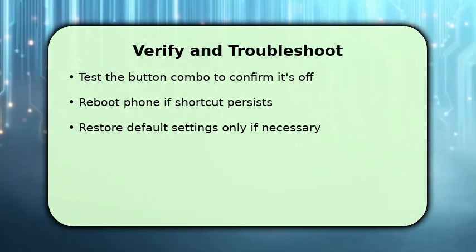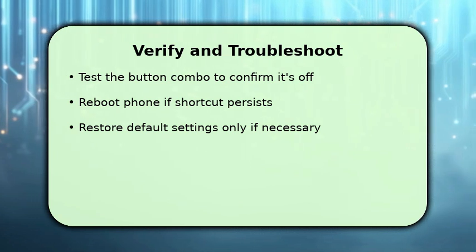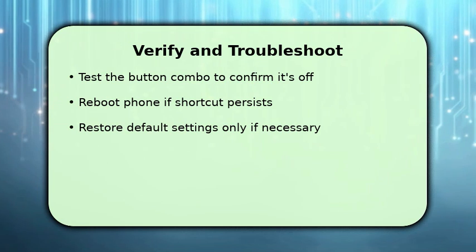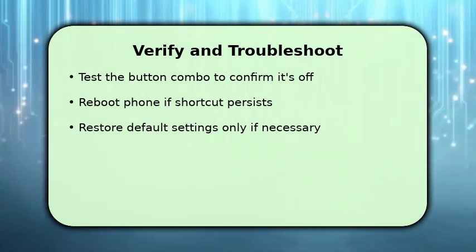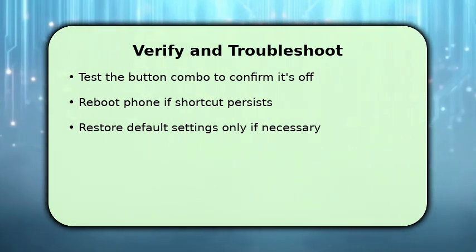If rebooting doesn't help, revisit accessibility and reset shortcut settings to default, then disable again. This often clears residual mappings. Troubleshooting tip: if a third-party app hijacks shortcuts, uninstall or disable that app before changing settings.